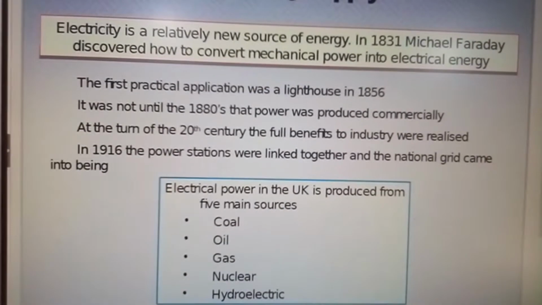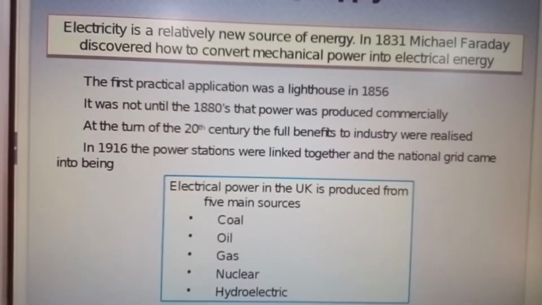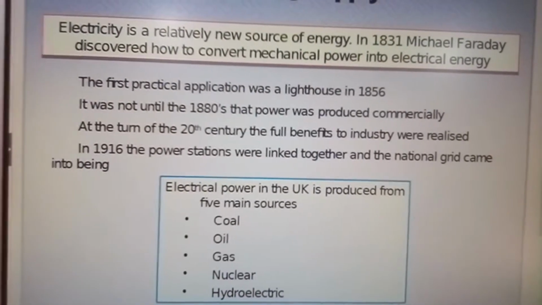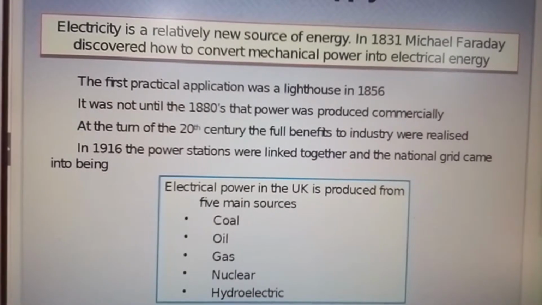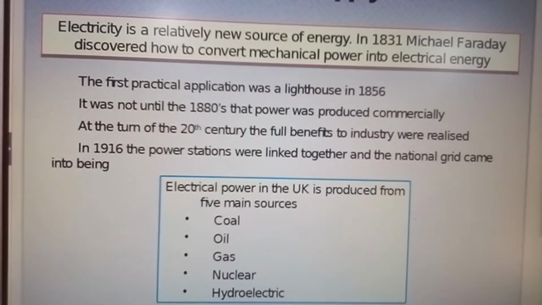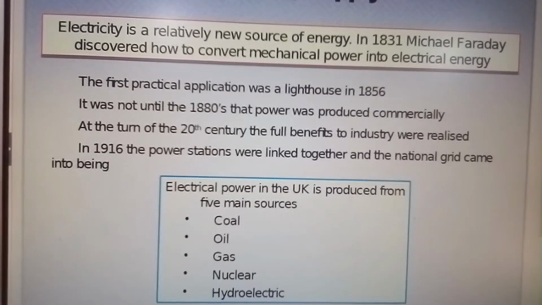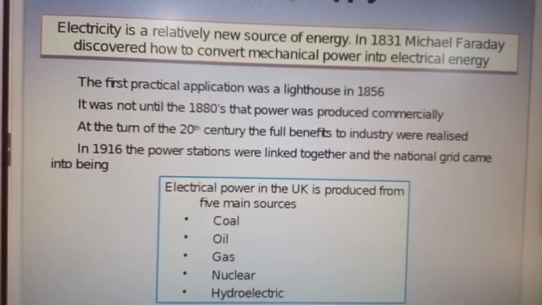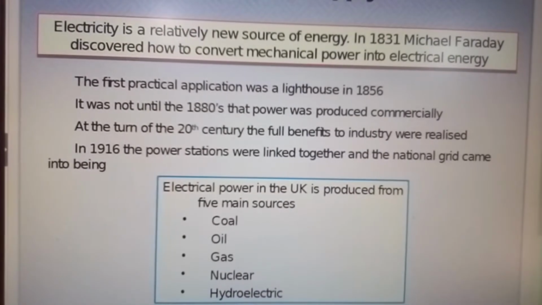Electricity supply. Electricity is a relatively new source of energy. Well, not now, basically, but it was at the time in 1831. Michael Faraday discovered how to convert mechanical power into electrical energy. So it's not that long ago, really. 1831 to 1931 is only 100 years. The first practical application was a lighthouse in 1856. It was not until the 1880s that power was produced commercially. At the turn of the 20th century, the full benefits to industry were realized.